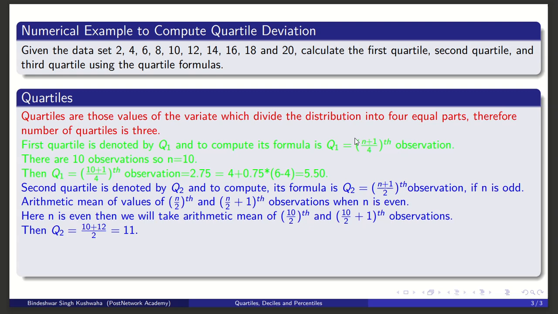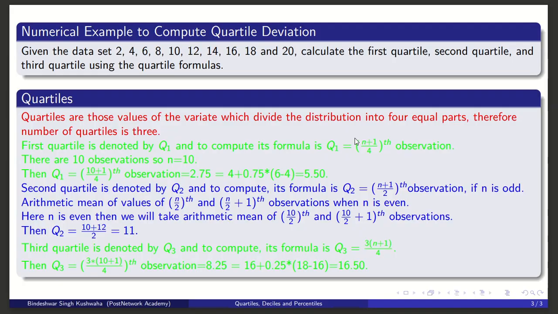greater than 11. Let us see the third quartile, that is Q3, and to compute it, the formula is Q3 equals 3 (n plus 1) upon 4th. So 3 into (10 plus 1) upon 4. So that would be 33 upon 4, and that will come 8.25.